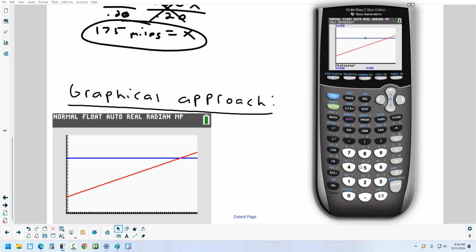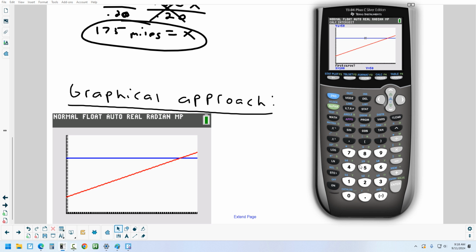Okay. Once you press option 5, it's going to ask you 3 questions. It's going to ask you, what's the first line on the screen you want to use? What's the second line on the screen you want to use? And it asks you for a guess where you think they cross. All right. I only have 2 lines on the screen. So I just have to tell the calculator to use the blue one and the red one. You might think it would know that because there's only 2, but it doesn't.